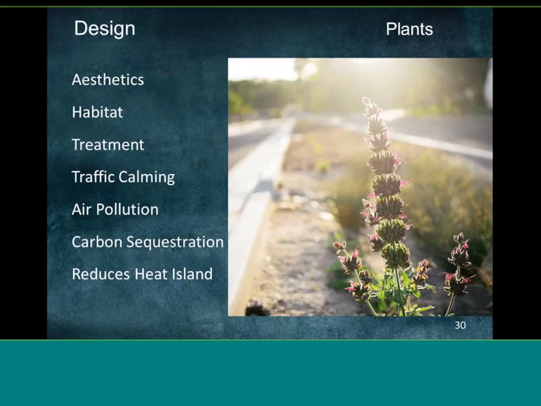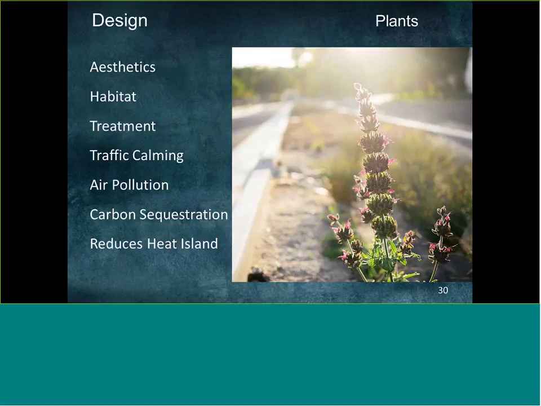Bioretention areas are high performance landscapes. Yes, they are providing stormwater water quality function, but the plants are also providing aesthetic value, habitat value in some cases, and treatment. Trees and plants can do traffic calming, air pollution reduction, and they can sequester carbon. The more plants and trees we have, the more we can reduce our heat island effect. So there are a lot of benefits that come out of bioretention systems.